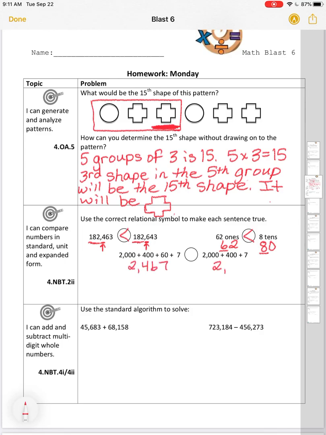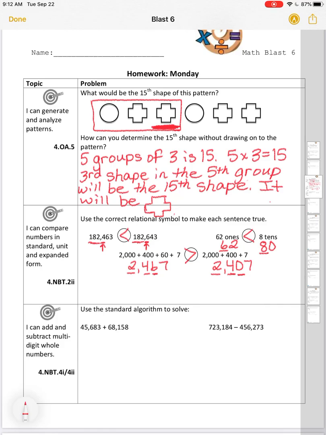2,467 compared to 2,407. So there are no tens, 7 ones. Now I'm going to compare greatest place values, 2 in both numbers in the thousands, 4 in both numbers in the hundreds, 6 tens versus 0 tens. 6 tens is greater than 0 tens. So 2,467 is greater than 2,407.